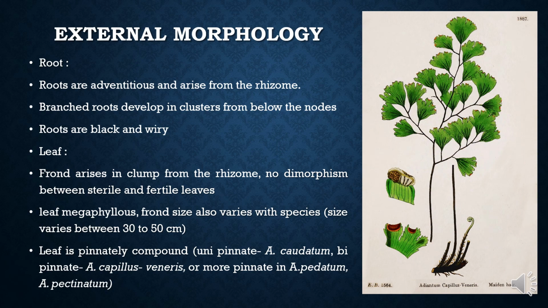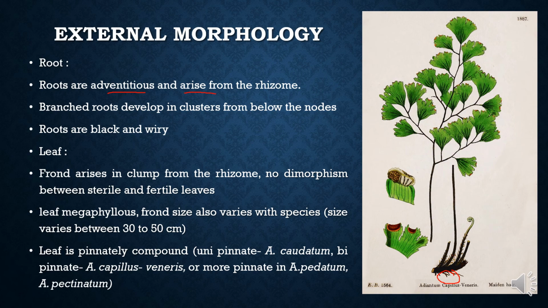Roots of Adiantum. Now, just like other types of ferns, the roots of Adiantum are also adventitious. Here we see that the roots are borne on the nodal region, and they arise from the lower side of the rhizome. These roots are adventitious, and they are black and wiry. From here we easily see they are black and wiry, and from the upper surface of the rhizome we see that the leaves are borne.